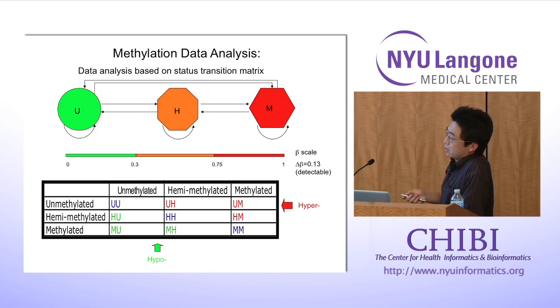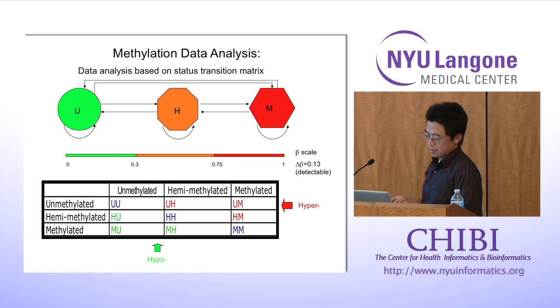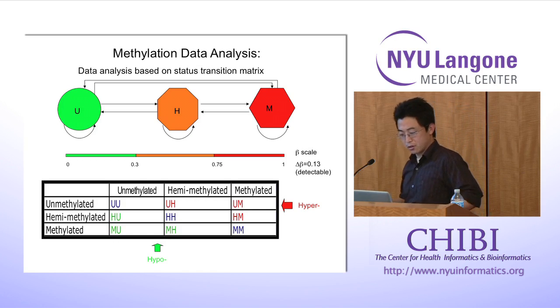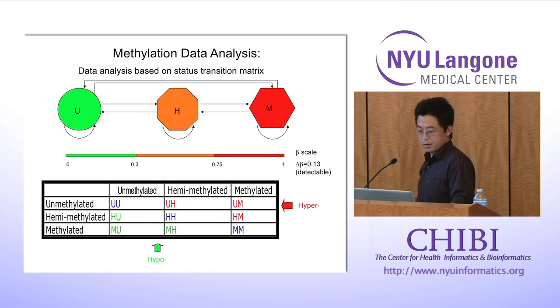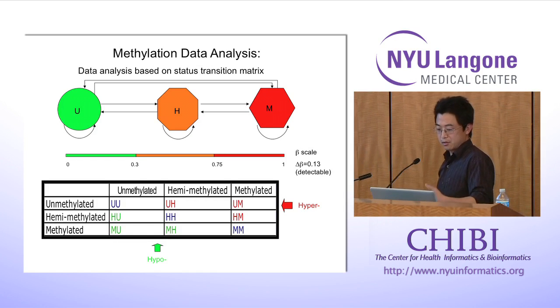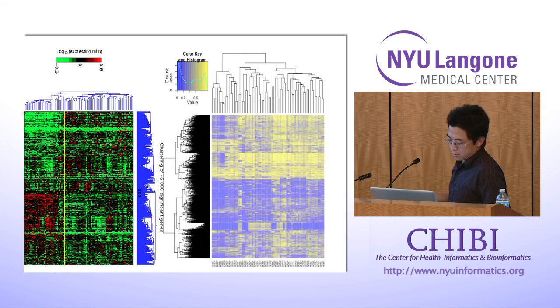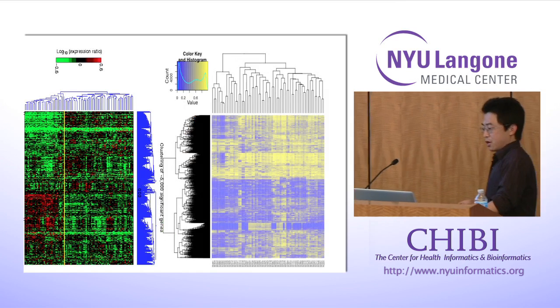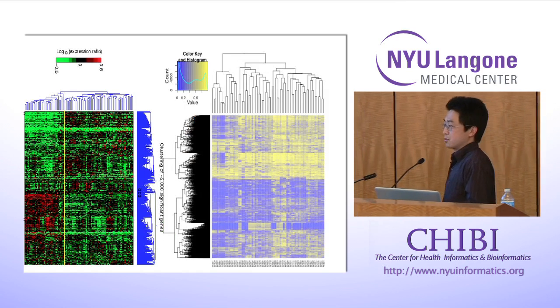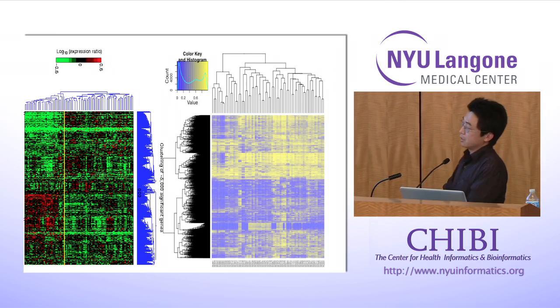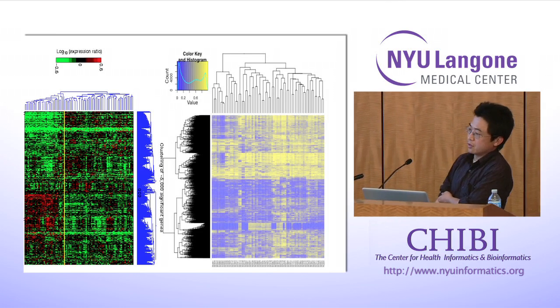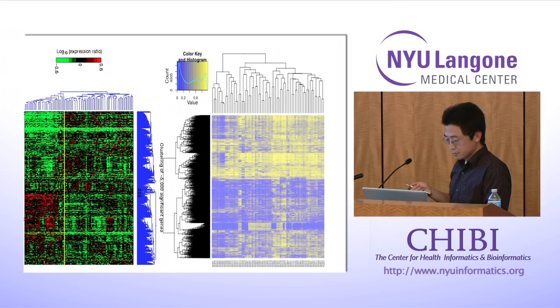So basically, we use this transition matrix to quantify all the genes and categorize them based on their methylation change. And similarly to gene expression data, you can cluster your patients with methylation data. Actually, a very nice cluster if you pick the right gene sets.